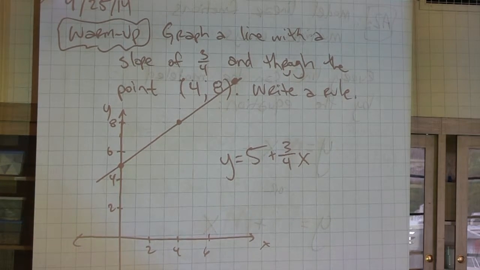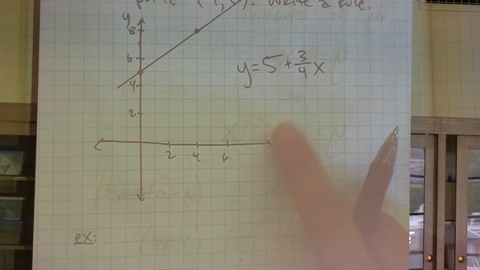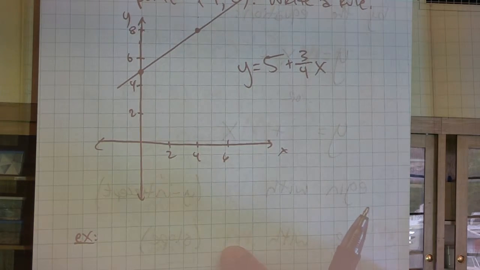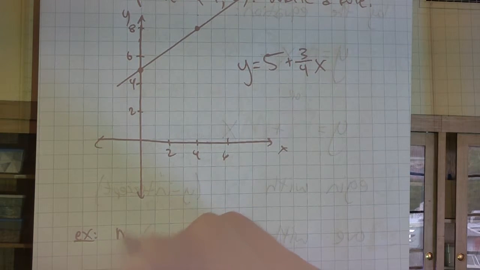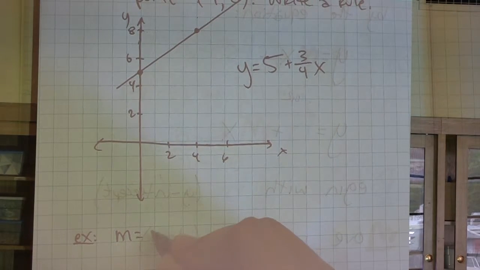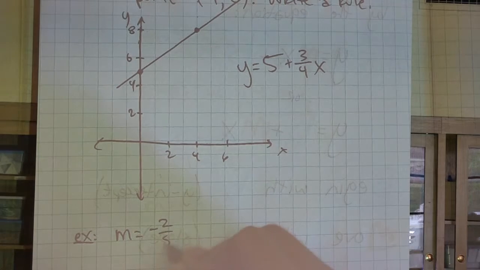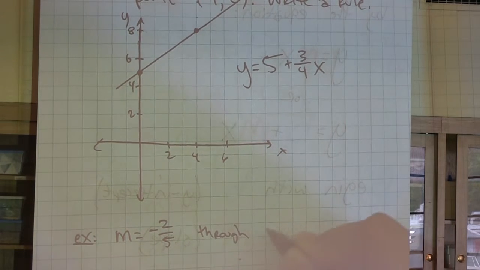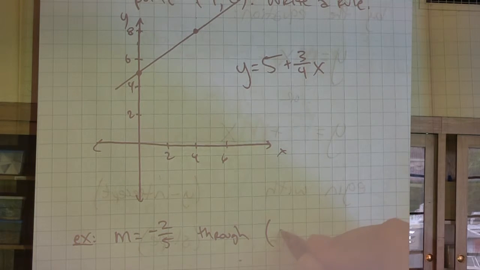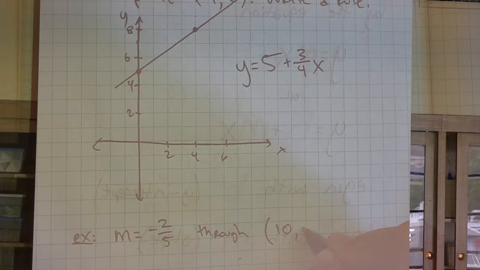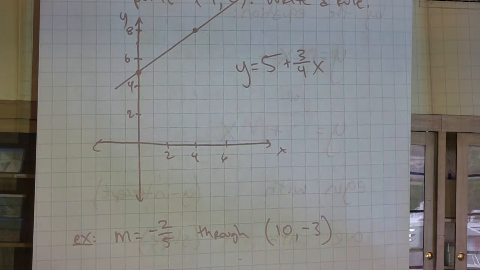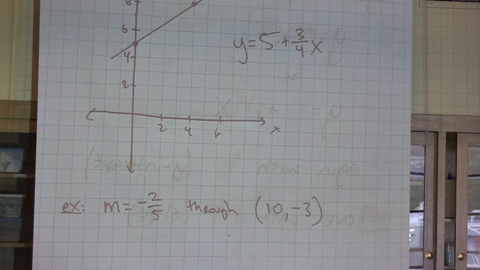Next one. Last one. Okay? Because some of you guys, here's why we want to do another one. Some of you guys didn't do a very good job with that last one. So let's do this one. Has a slope is equal to... little higher point. Same thing, I want you to graph that line. I want you to graph the line with a slope of -2/5. I want it to go through the point 10, -3. And I want you to write a rule for it.